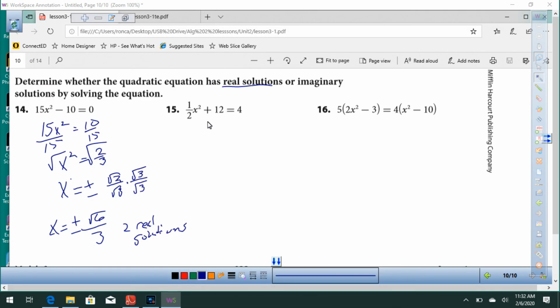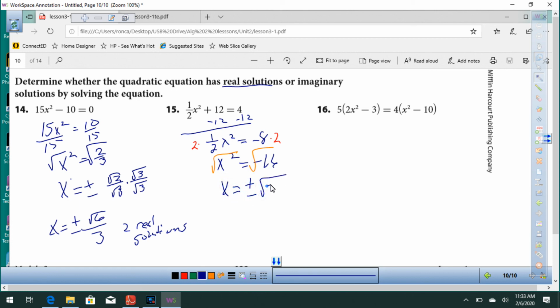And let's go over here. What if we subtract 12 from both sides? And that gives us 1/2 x squared equals, and that would be negative 8. Multiply both sides by 2. And that's going to give us x squared equals negative 16. Take the square root of both sides, and that gives us x equals plus or minus the square root of negative 16.